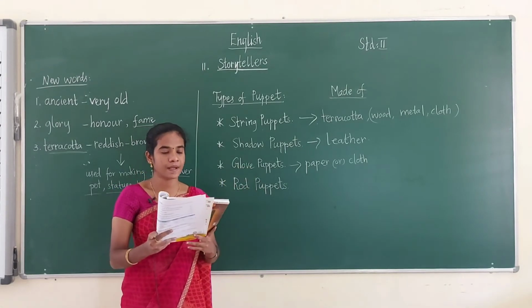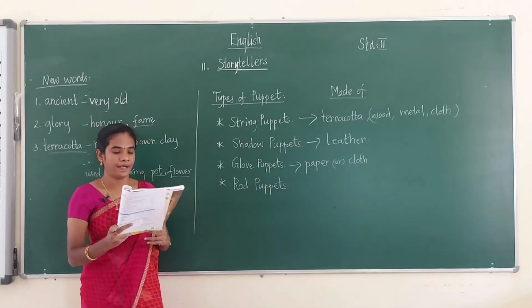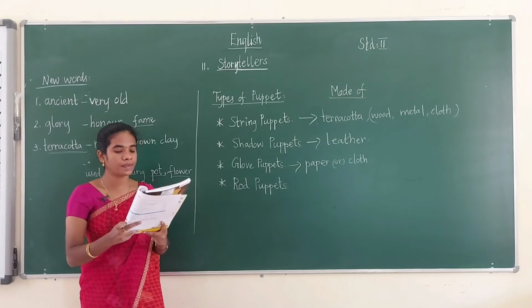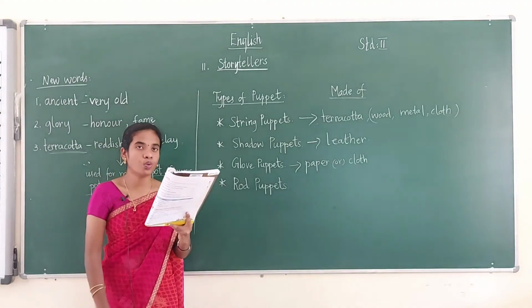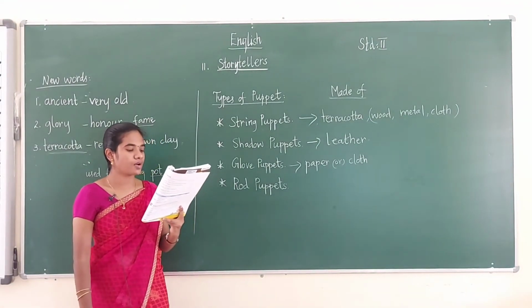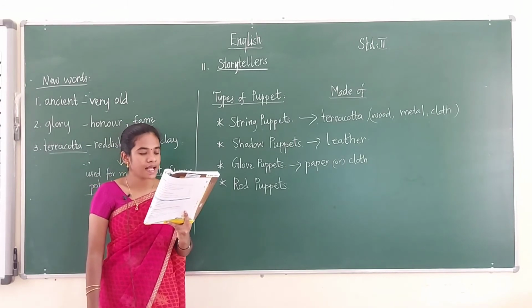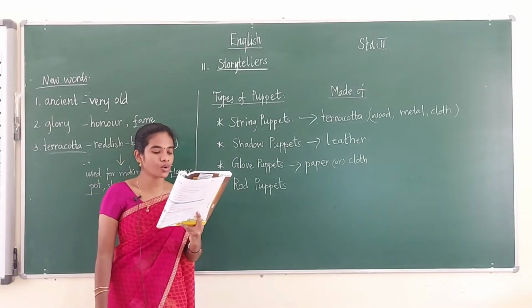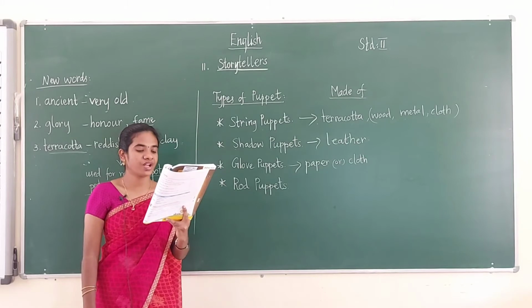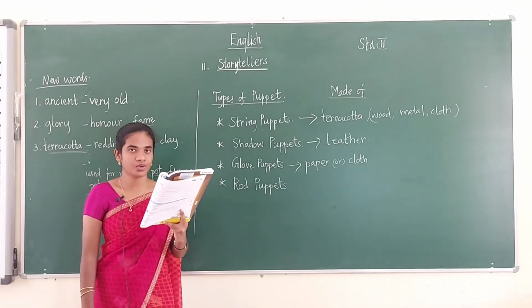And what is the next puppet? It is a rod puppet. We are rod puppets. We are made of wood. Sticks and rods are fixed to us. These help us move. We are also called stick puppets. We are found in West Bengal and Odisha.